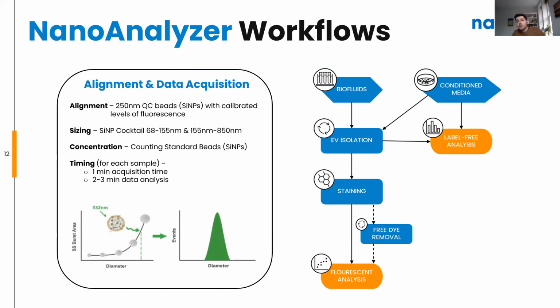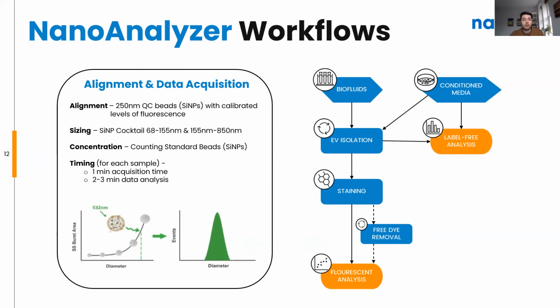And because you can use EVs isolated from a variety of sources and implement a number of different workflows, I expect to see NanoFlow to be increasingly utilized in EV research. Biofluids, conditioned media, it's all applicable. And the optimized protocols that are now being used require merely staining with antibody for 30 minutes before diluting and then using immediately in the NanoFlow cytometer.